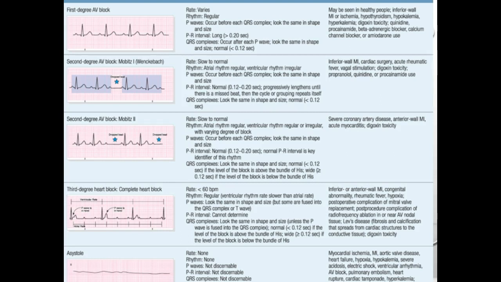Finally, before I move on to my neat little mnemonic that I found, there's asystole. A is without, heart rate, obviously. This is not good news for this patient.